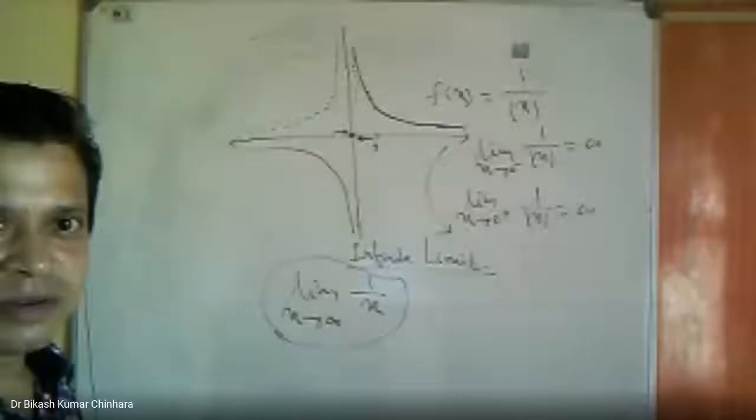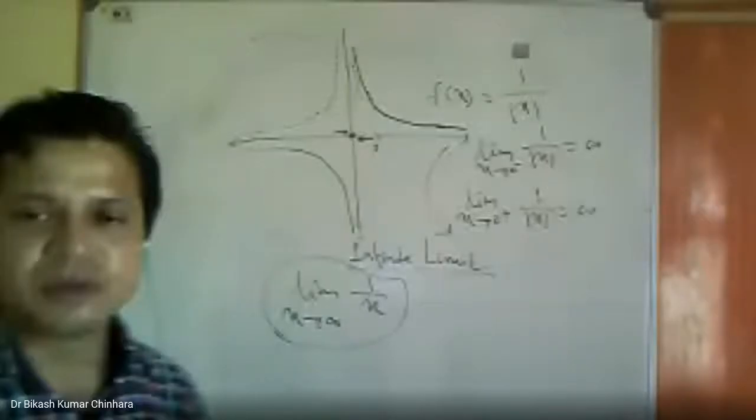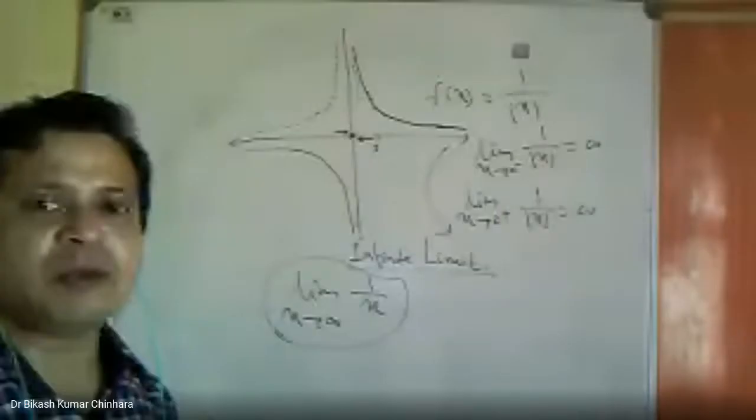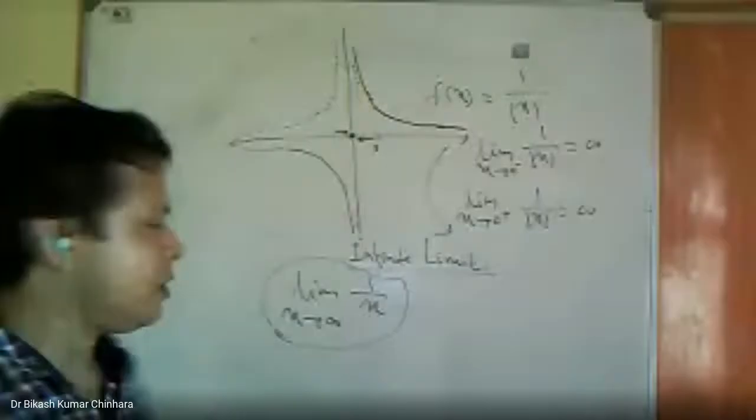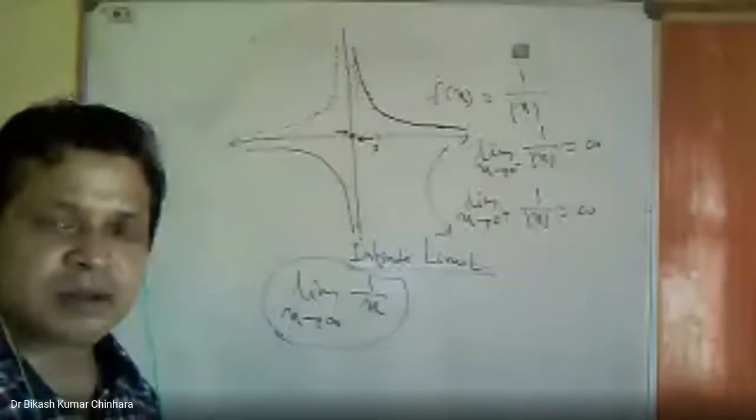So we are discussing two things. One is limit at infinite, another is infinite limit. Just listen, let us wait for a while. See, we are discussing two concepts. One is limit at infinite. That means at the point infinite, I want to evaluate the limit. It is called limit at infinite.